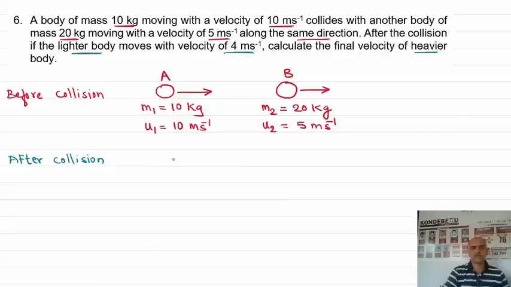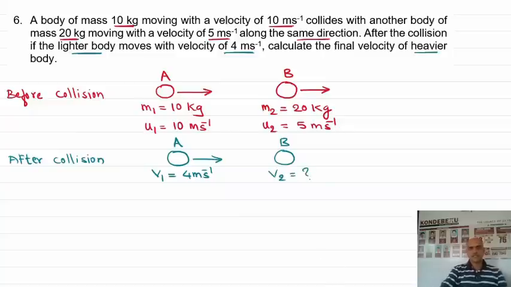Of the two bodies, which one is lighter? A, because its mass is 10. So A is moving with velocity of 4 meters per second. You are required to find the velocity of B, the final velocity of the heavier body, v2.